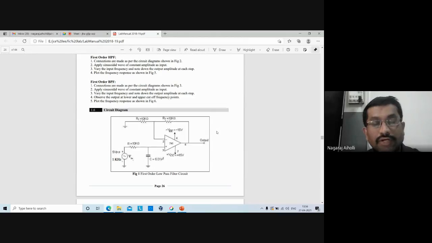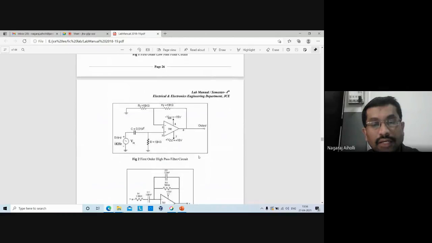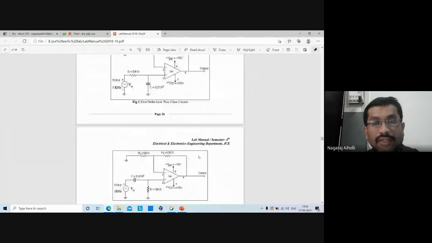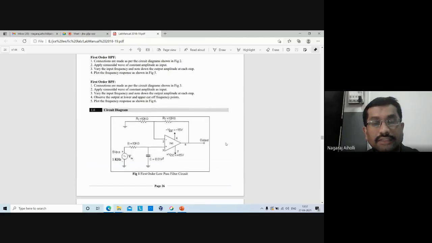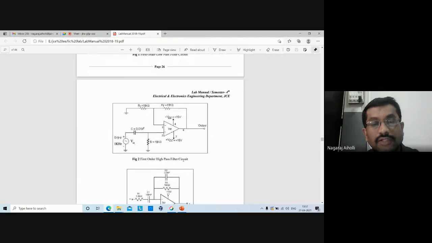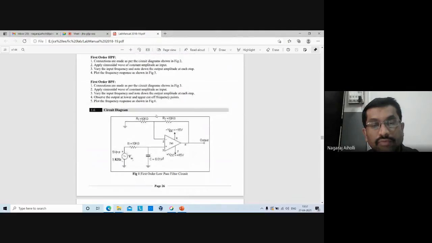There are various types of filters: low pass filter, high pass filter, and band pass filter. A low pass filter passes only the lower frequency signals, and it eliminates or removes the higher frequency signals, and hence it is called a low pass filter circuit. This is a circuit diagram of a low pass filter. Various resistors and capacitors are used in the circuit.